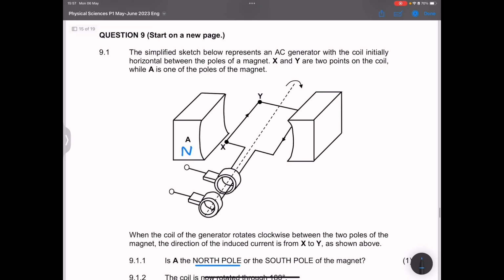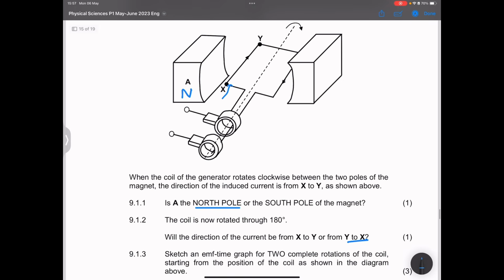Now, ladies and gents, I want you to please consider the position where the coil is sitting. This is where I would have maximum induced current. So I'm looking for an EMF, and this is where my EMF would be maximum.